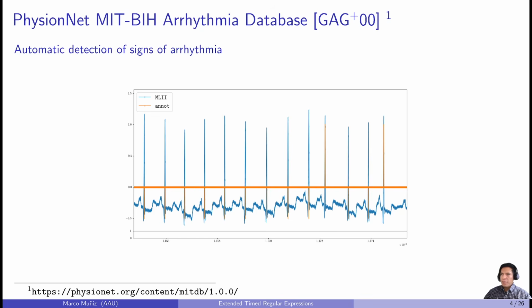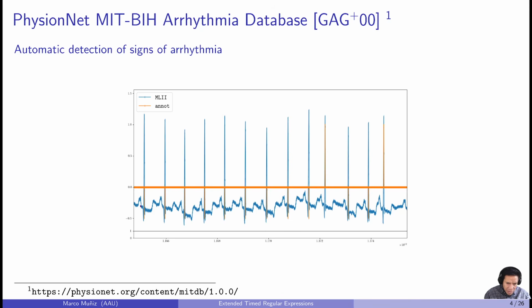Now, we have seen how regular expressions are used to do pattern matching in words, in text. Now we have a particular case of words. These are words with time. For example, time series data. Here we have time series data for the heartbeat of a patient. In blue, we have the heartbeats, and in orange, we have the medical annotations.